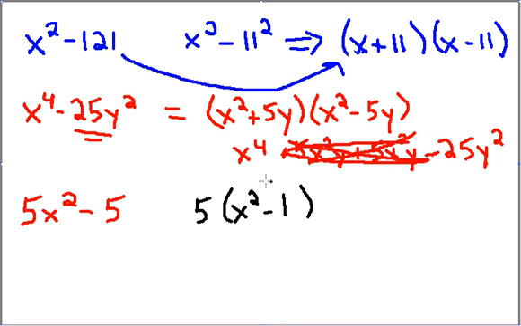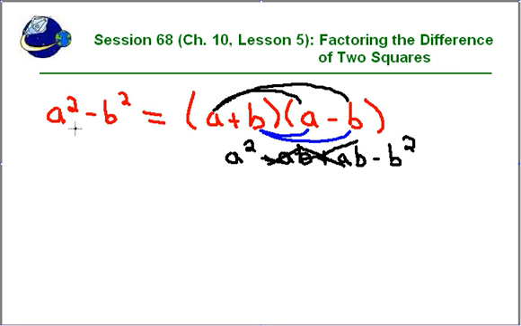The question now is, is x squared minus 1 the difference of two squares? Well, is x squared the square of something? Yeah, it's the square of x. Is this 1 here the square of something? Sure it is. It's the square of 1. So we actually have the difference of two squares here. And remember from our first statement over here, the difference of two squares is going to be a plus b times a minus b.